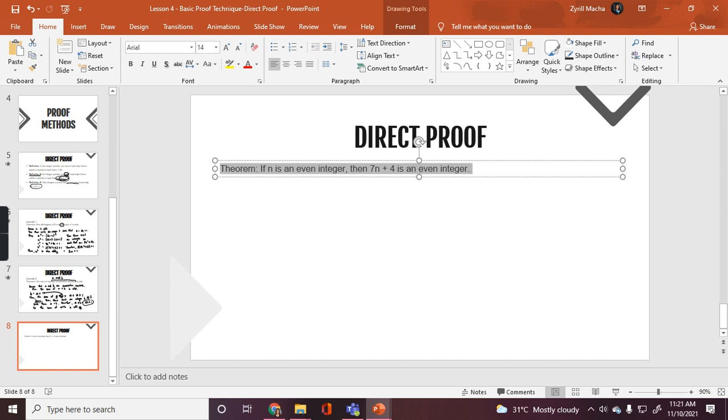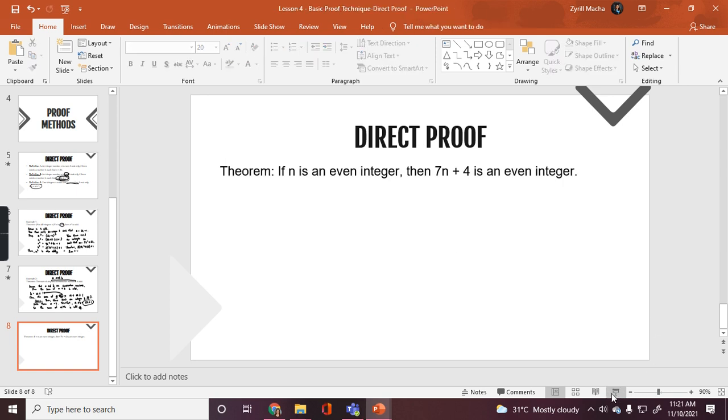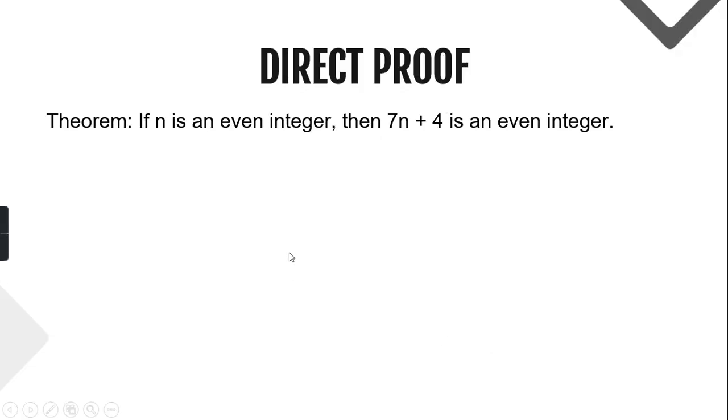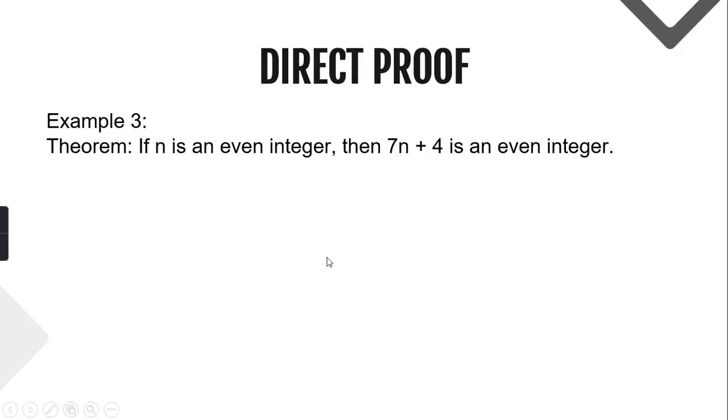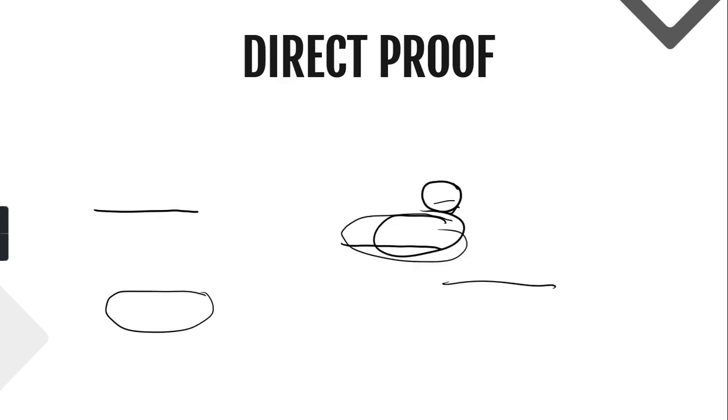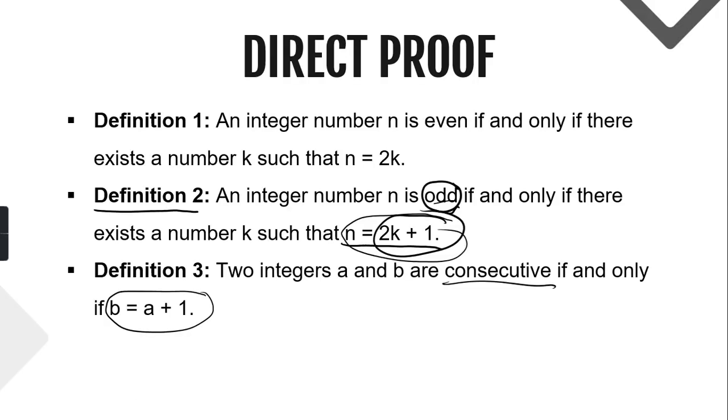Okay. Sige, pwede. Ayan. So, example number 3. Oh, I forgot to put example number 3. Para ano tayo, no? Pag-upload ko. Okay, so we have here example number 3. So, even integer siya. So, we will use definition number 1 that we used earlier. Ayan, definition number 1, an integer number n is even if and only if there exists a number k such that n is equal to 2k.